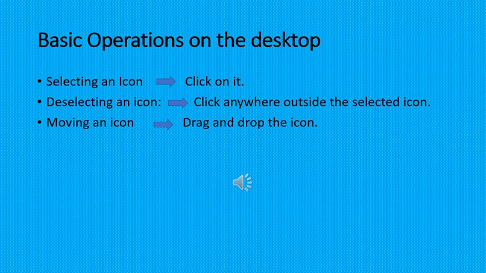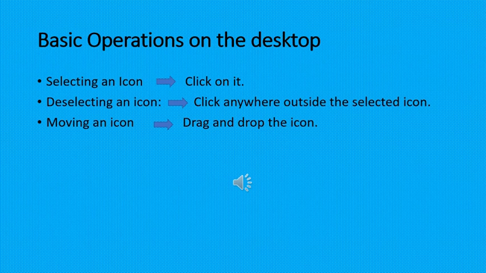Then moving an icon. To move an icon from one place to another, there are 3 steps. First, place the pointer on the icon that you want to move. Second, press and hold down the left mouse button while you move the icon to a new place. This is called dragging. Third, release the mouse button after dragging the icon to a new position. These 3 steps are given in the textbook. We can make it short as drag and drop the icon.